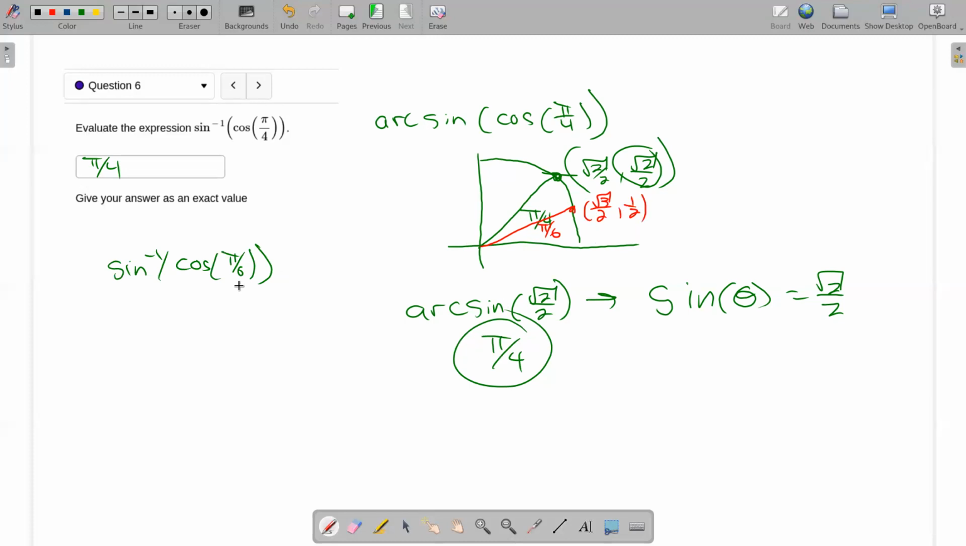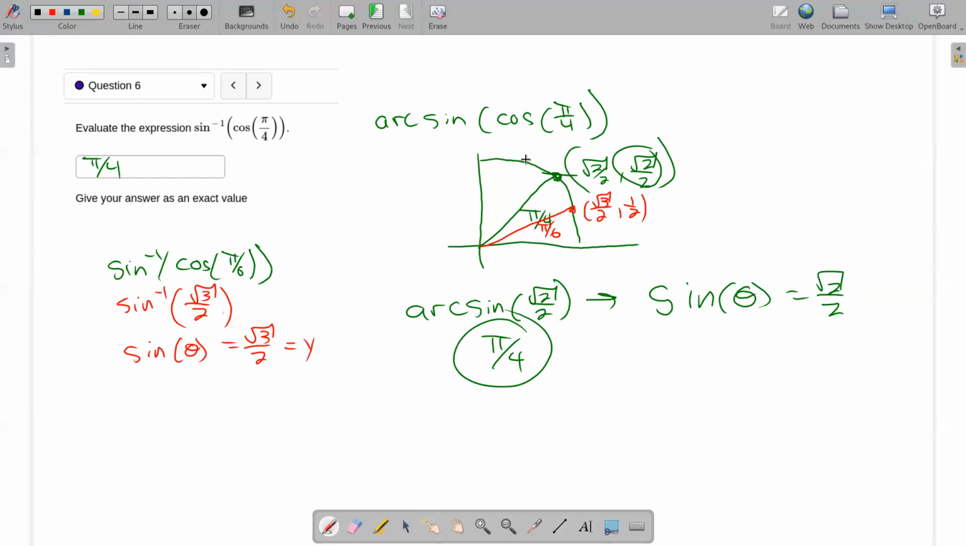So let's think about that for a second. Cosine of pi over 6 is square root of 3 over 2. So now I want to know about the sine inverse of the square root of 3 over 2. Well, another way to think about that is the sine of theta equals the square root of 3 over 2. So what angle on the unit circle has square root of 3 over 2 as the y value?